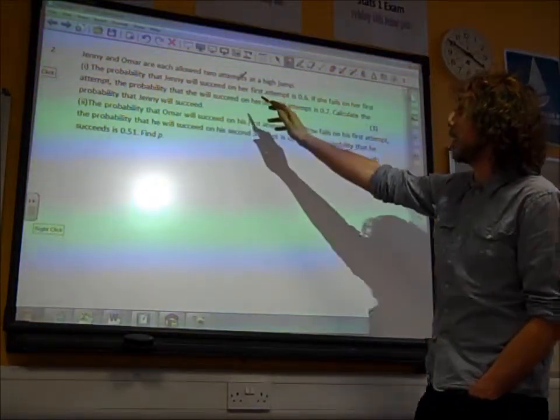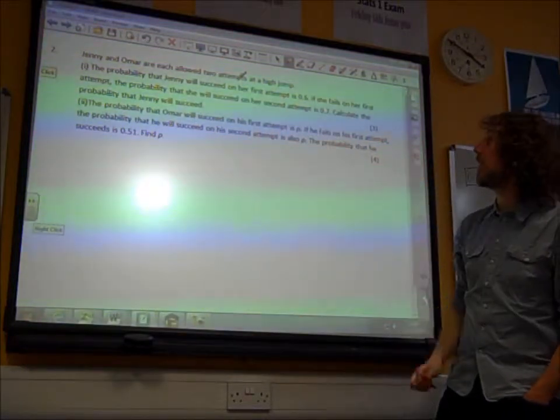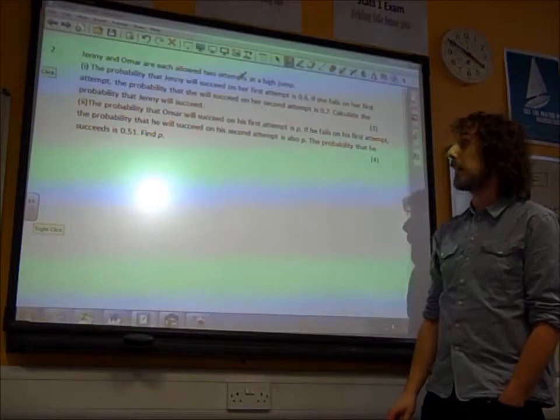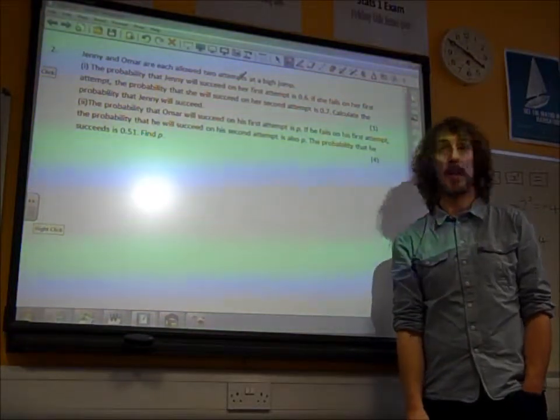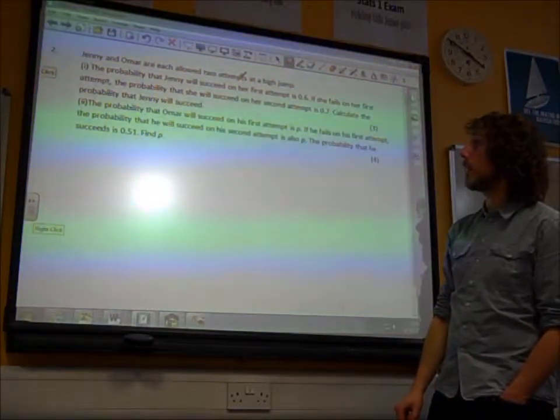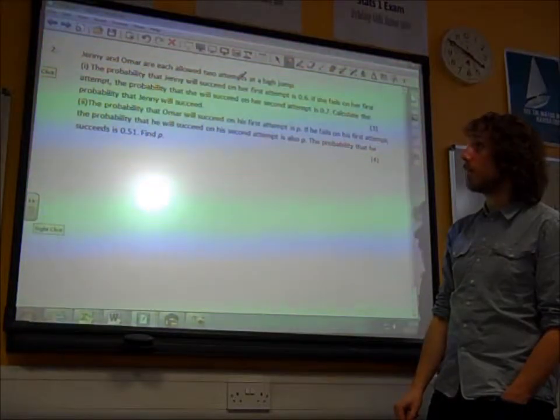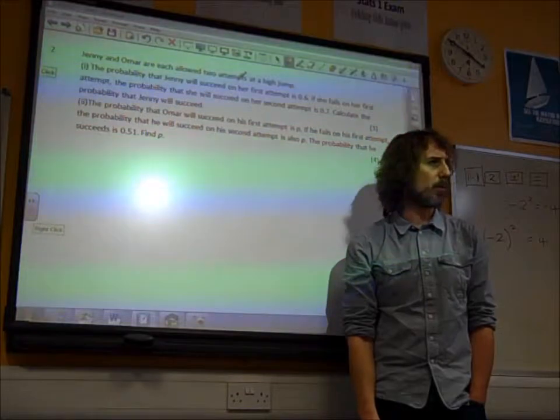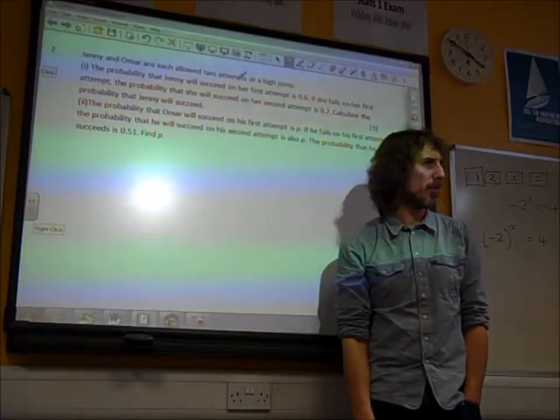The probability that Jenny will succeed on her first attempt is 0.6. If she fails on her first attempt, the probability she will succeed on her second attempt is 0.7. Calculate the probability that she will succeed. Okay? What can we do? Do you want to draw a tree diagram, or should we draw a tree diagram?